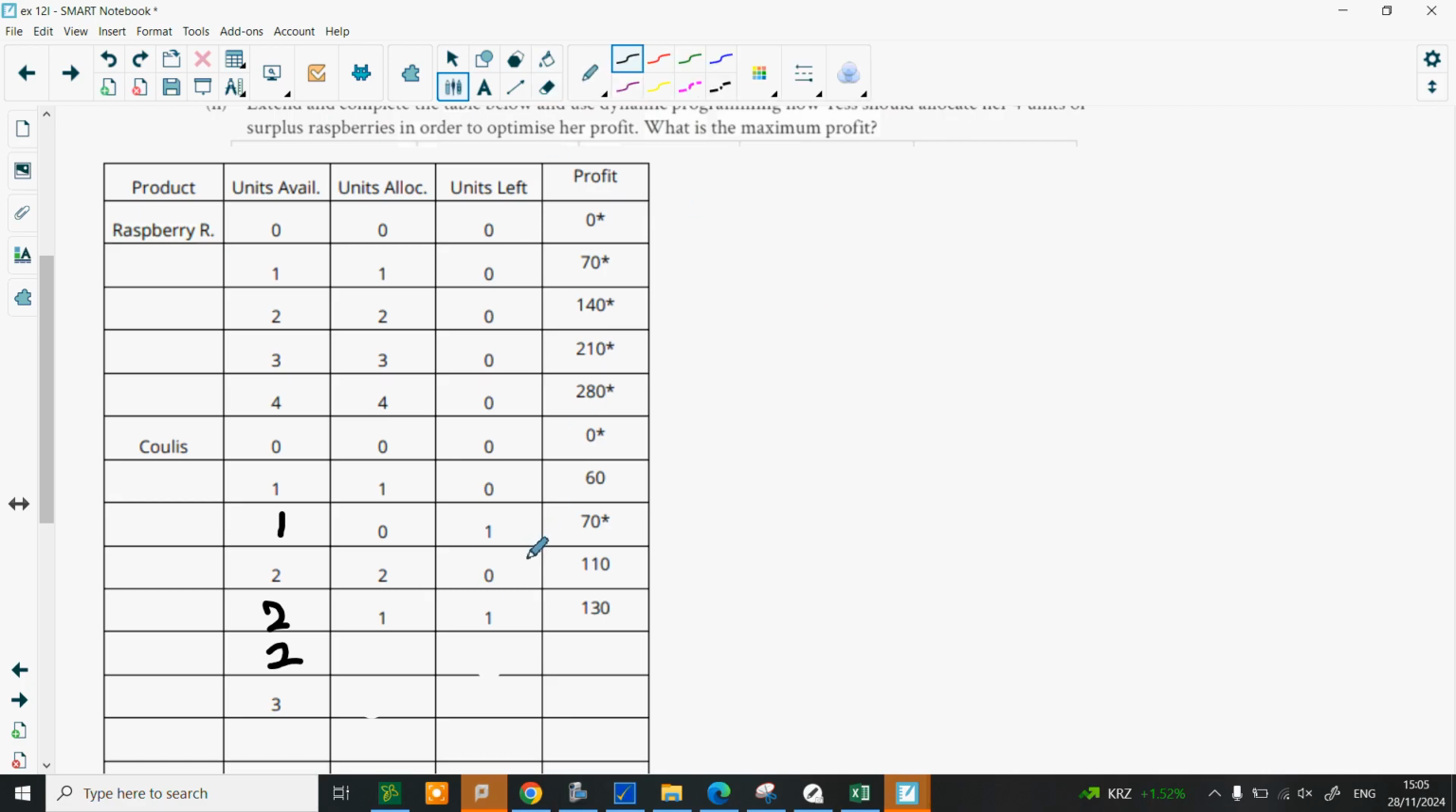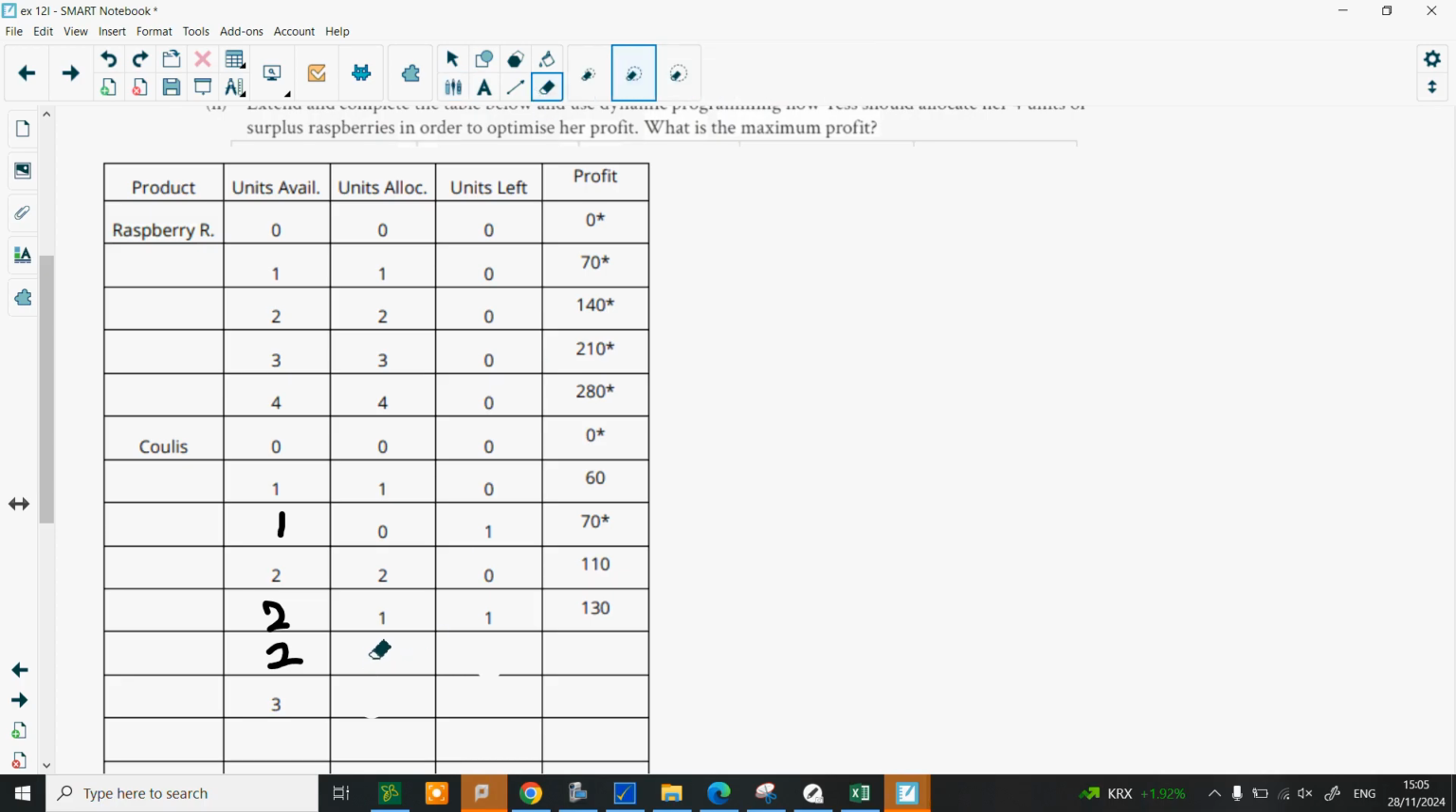One raspberry ripple and one Cullis. So the Cullis was what, guys? 60, was it? And the raspberry ripple is 70. See, the unit left over, we have to use 2 units. So the unit we have left over is obviously the raspberry ripple. Okay.